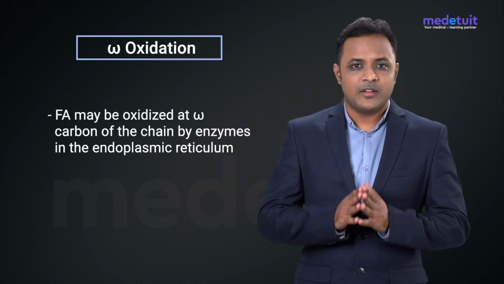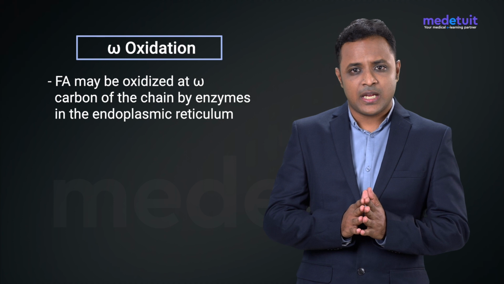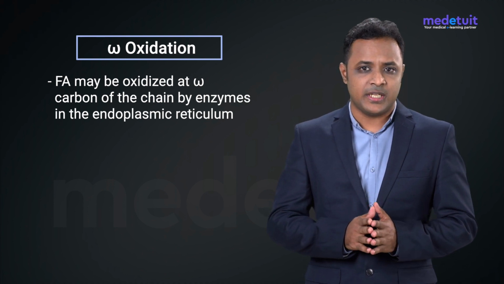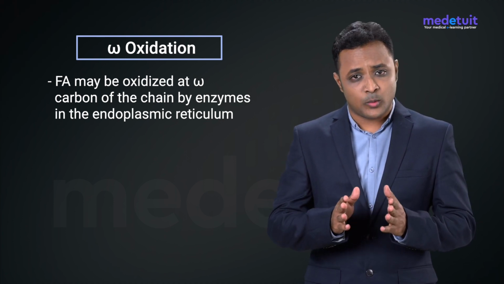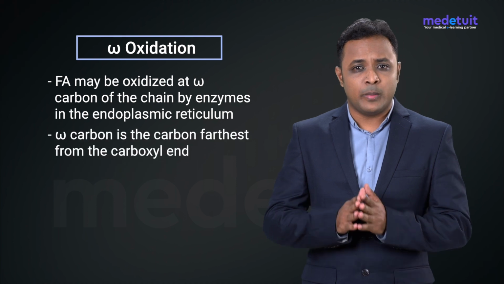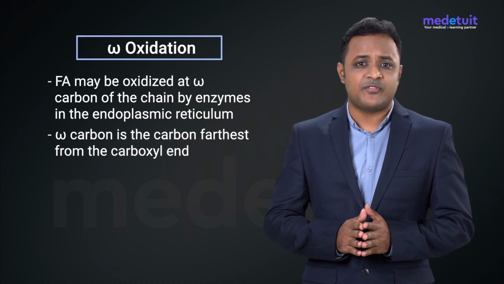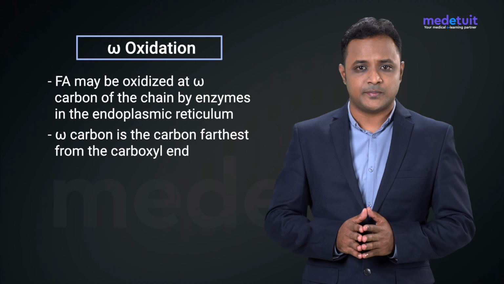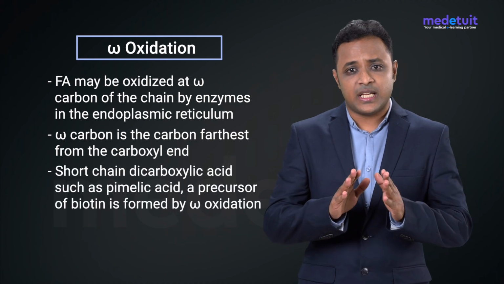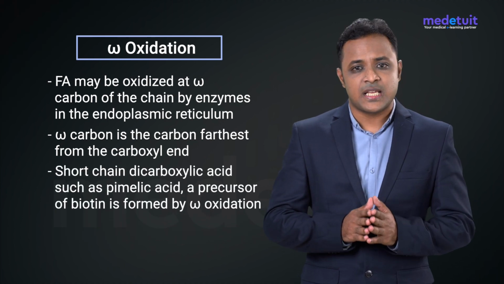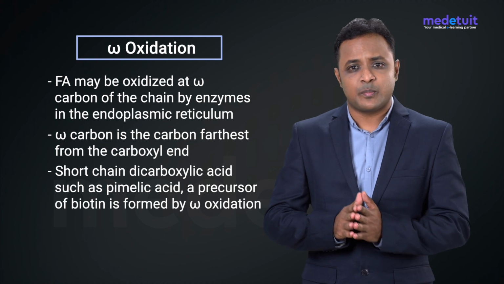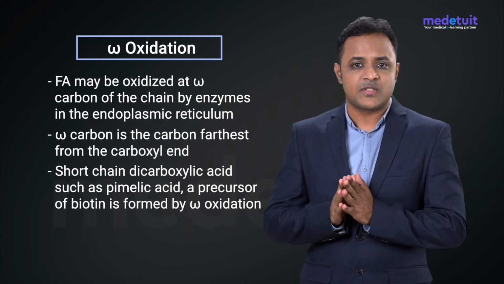The next type of oxidation that we are going to see about is the omega oxidation. Fatty acids may be oxidized at the omega carbon of the chain by the enzymes in the endoplasmic reticulum. Now, the omega carbon is the carbon that is farthest from the carboxyl end. Short chain dicarboxylic acids such as pimelic acid, which is a precursor for biotin, are formed from the omega oxidation.